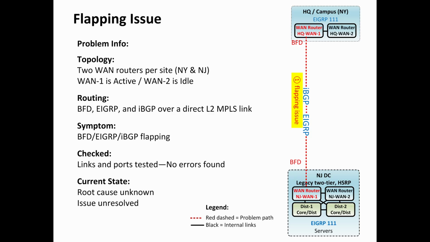Engineers notice that BFD, EIGRP, and BGP are frequently flapping, but found no problem with the physical link and physical ports. The root cause remains unknown and the issue is not resolved. This raises a good question. Why traditional troubleshooting cannot fix this problem? And what can fix it?